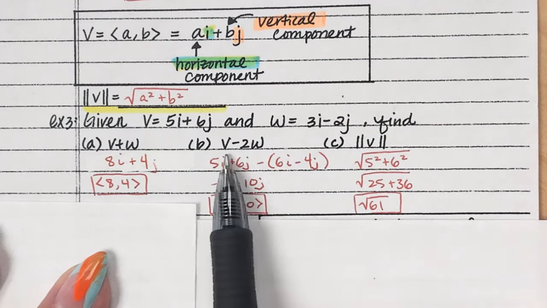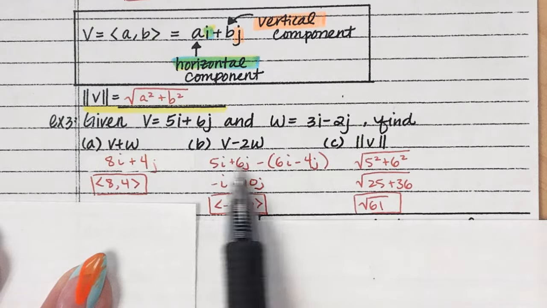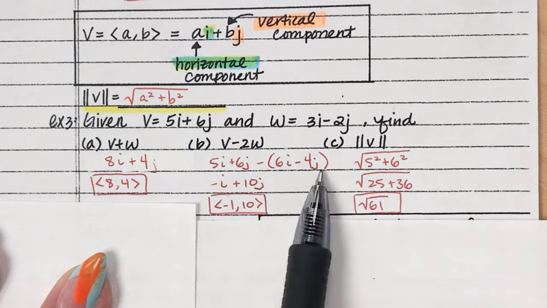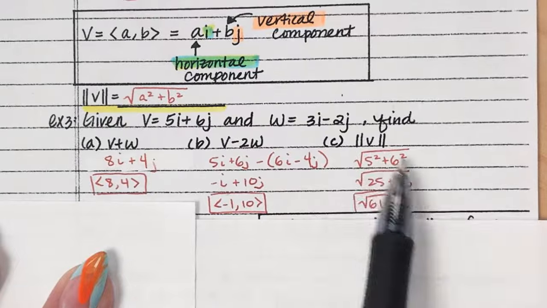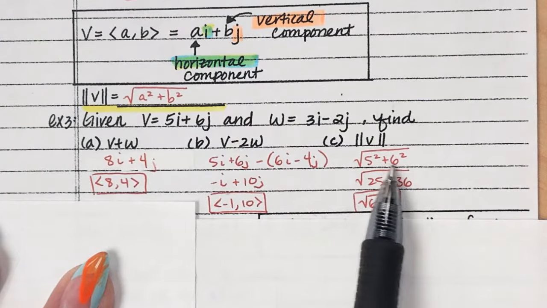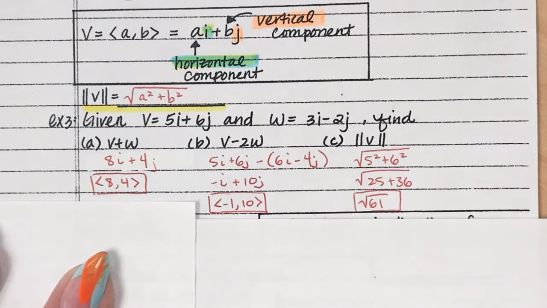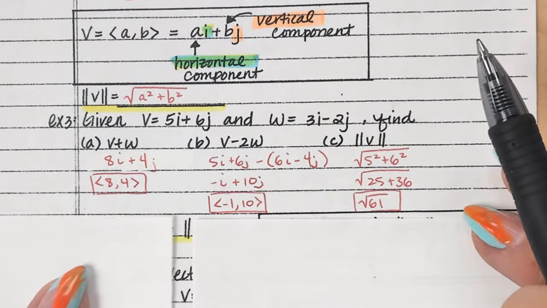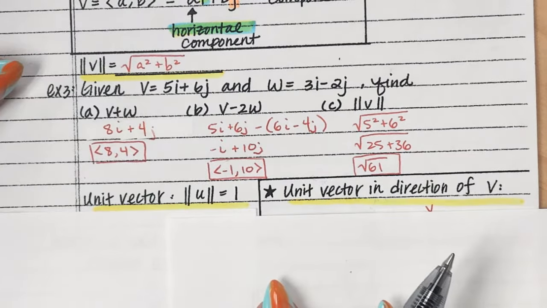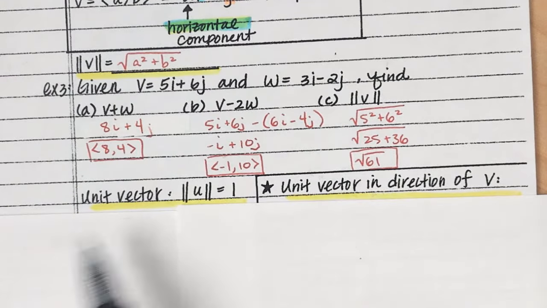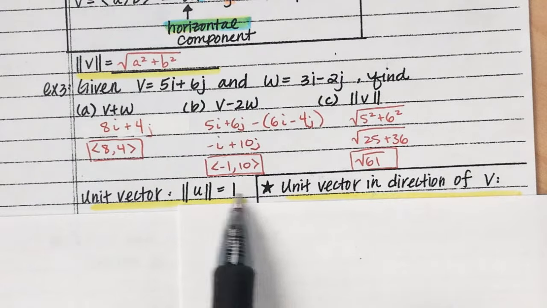So here is V minus 2W. I doubled W and then final answer. And then here is your magnitude. So just a squared plus b squared, right? X squared plus y squared. Same kind of thing. Okay. So then a unit vector, almost done with this page, a unit vector is where the magnitude equals 1.